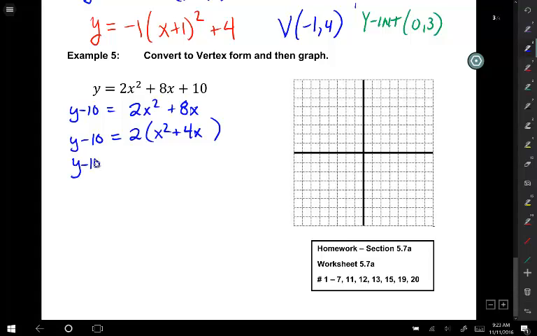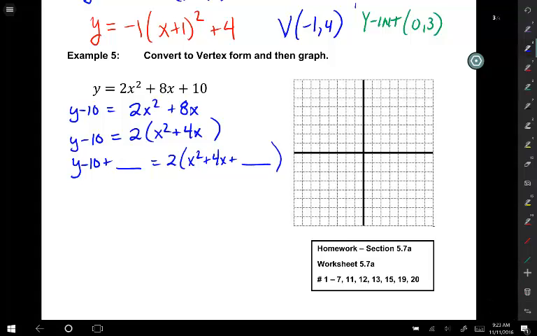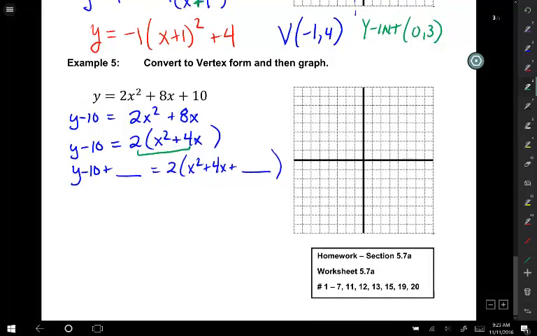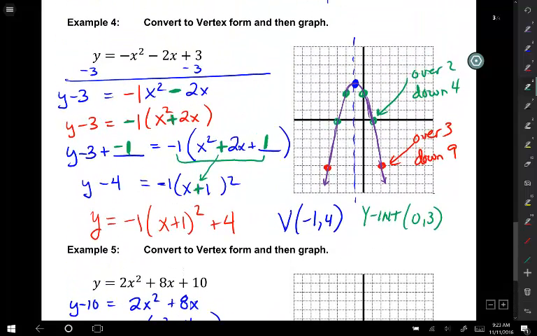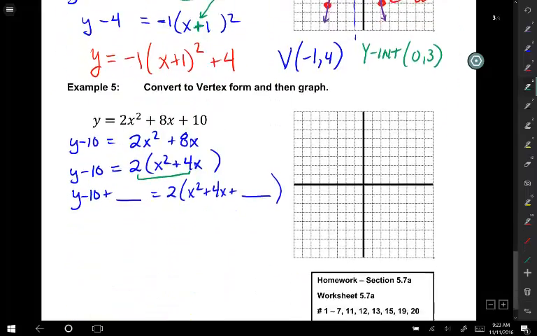All right, y minus 10 plus blank equals 2x squared plus 4x plus blank. Wait, if you make it 4x on that one, why not in example 4 do you make it 2? Okay, remember the 4x is gotten because 2 times 4. That's why it's 8. You with me? Yeah. So up here, Aaron, if you look, negative 1 times positive 2 is the negative 2 up here. Oh. So it's just the distributing.